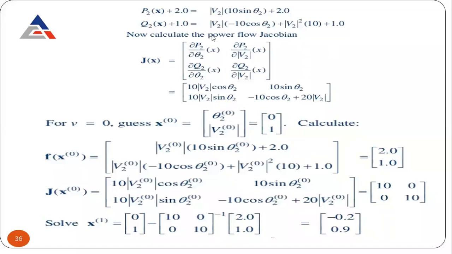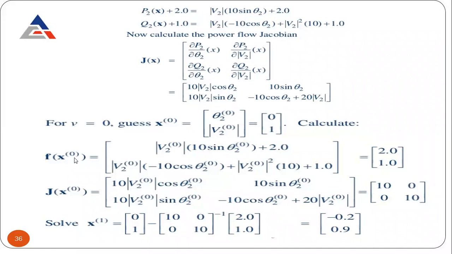Okay, so you have to differentiate these two equations with respect to theta 2 and V2. Now next is the iteration number 1. This mu is the iteration number. For iteration number 1, the initial guess is 0 and 1.